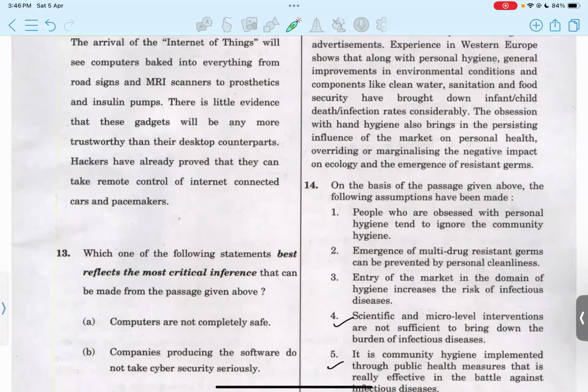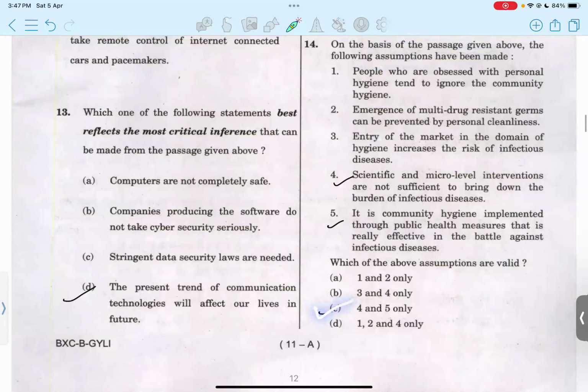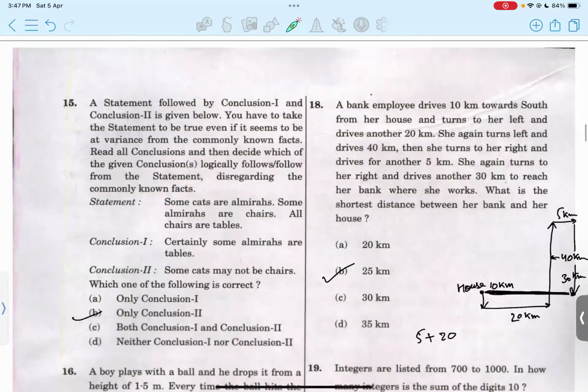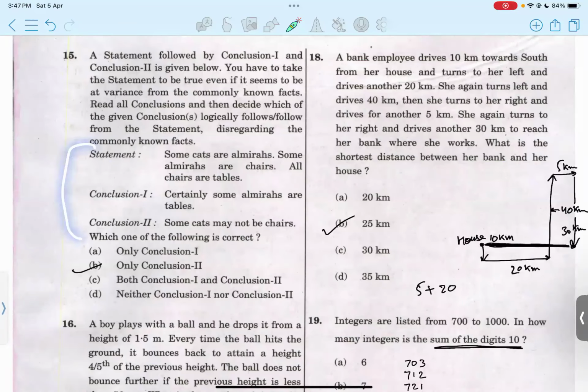So question number 14, on the basis of the passage, identify the assumptions. So 4 and 5 should be valid, I guess. ऑप्शन सी. Then moving on to question number 15. So again, statement and the conclusions. So in this case, only conclusion number 2 should be correct. ऑप्शन सी. Both are correct.